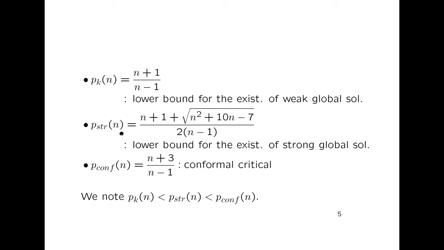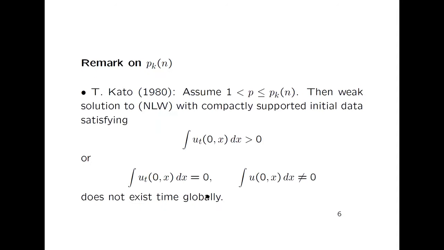Another important index is the Strauss index. This is a solution of a quadratic equation, and it is important because it is a lower bound for the existence of strong global solutions. Another important index is the conformal critical index, defined by (n+3)/(n-1). We know that these three indices satisfy this inequality: p_conf is the largest, p_K is the lowest, and p_Strauss is between these two numbers.